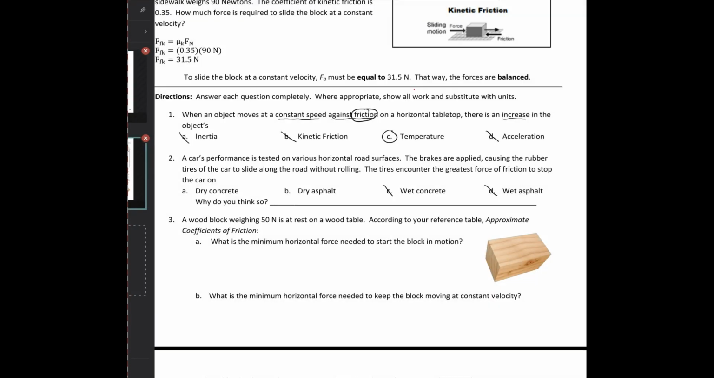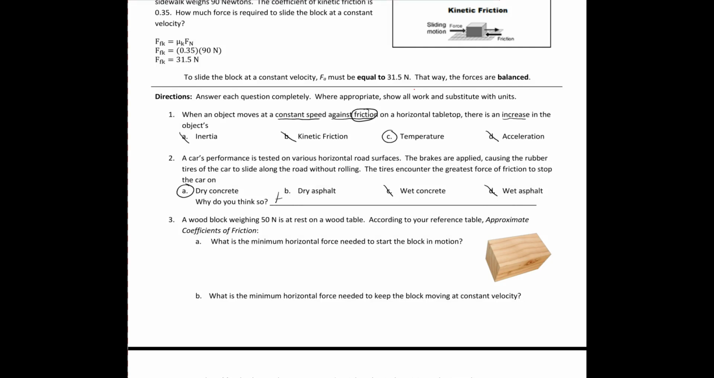So we'll go like this. We want to do dry concrete. Why do you think so? Highest coefficient of friction, mu.